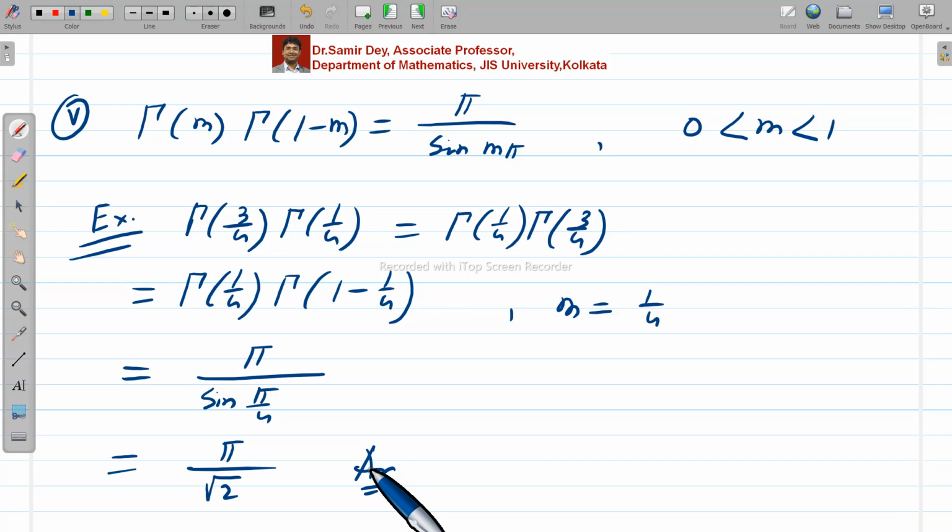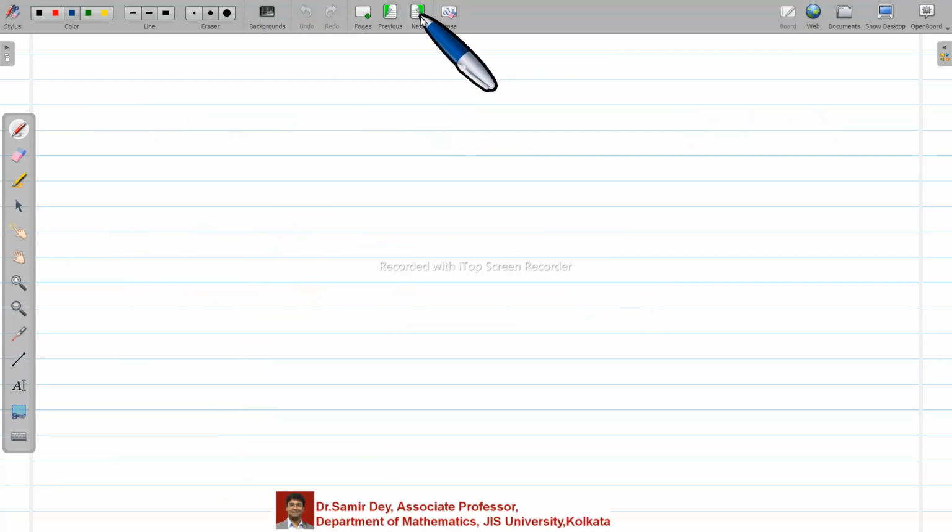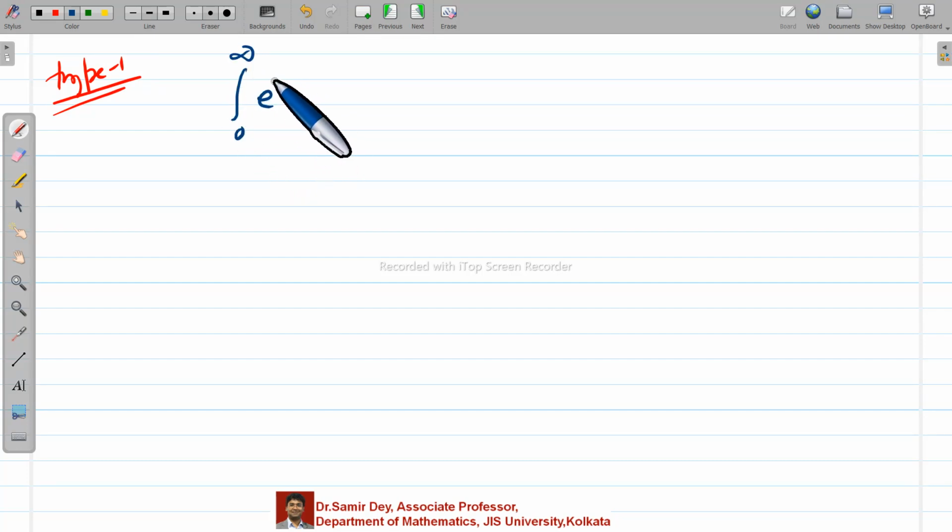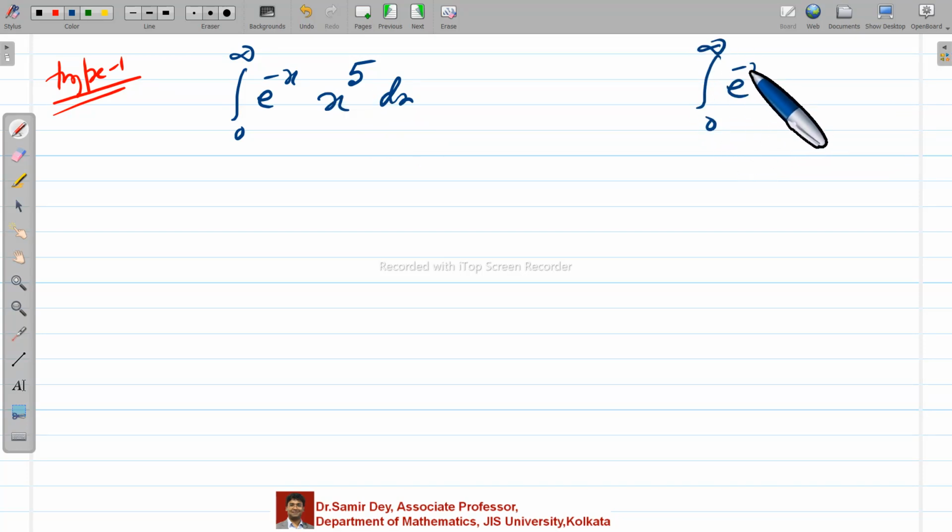Is it clear? Now try to understand what type of question you can see from here. Please write down type 1 question: evaluate the integral 0 to infinity e to the power minus x, x to the power 5 dx. First you have to write on the right side what your formula is, the standard formula: e to the power minus x, x to the power n minus 1 dx. Now can anyone tell me, if you compare, e to the power minus x, the range is the same.